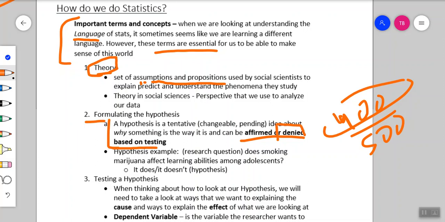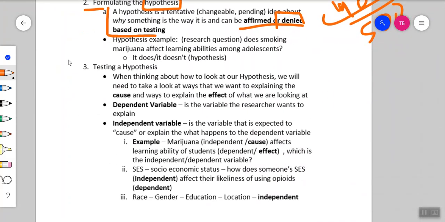Basically meaning that when you collected the data, when you sought out the information, it turns out maybe you weren't right about this. So hypotheses are important because they can be proven one way or the other. This is the thing you're trying to say yes or no to. And that is linked with the third part here, testing a hypothesis. So when testing your hypothesis, you're looking at two parts.